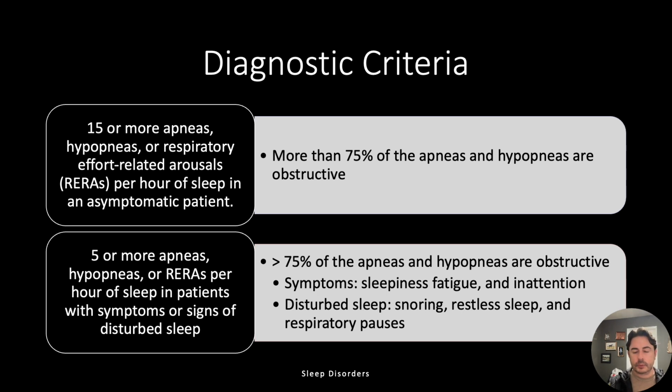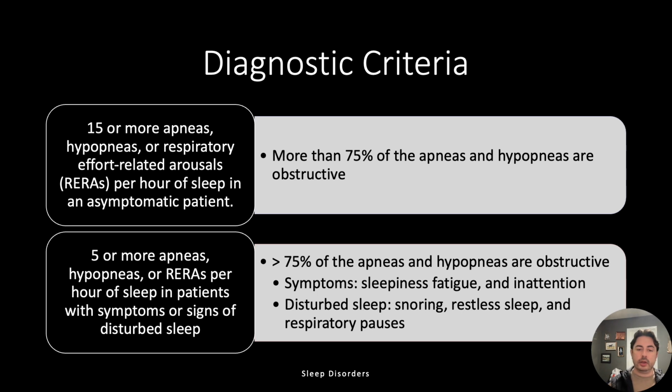So if we have a patient who is symptomatic, showing the sleepiness or the fatigue, the inattention, snoring, restless sleep, and/or respiratory pauses, these patients only have to have 5 or more hypopneas, apneas, or RERAs per hour to meet the criteria to open the door for the diagnosis. They still have to have 75% or more of those events be obstructive in nature.